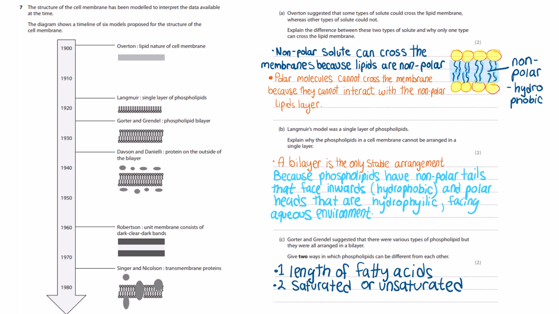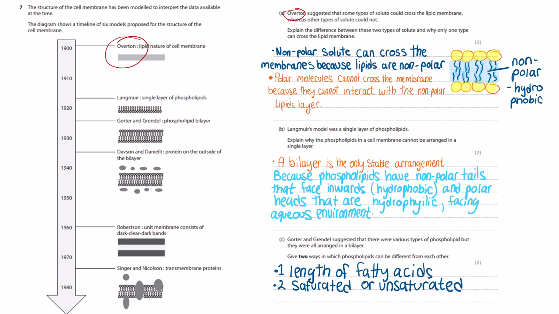Okay, so Overton suggested that some types of solutes could cross the lipid membrane, whereas other types of solutes could not. Explain the difference between these two types of solutes and why only one type can cross the lipid membrane.